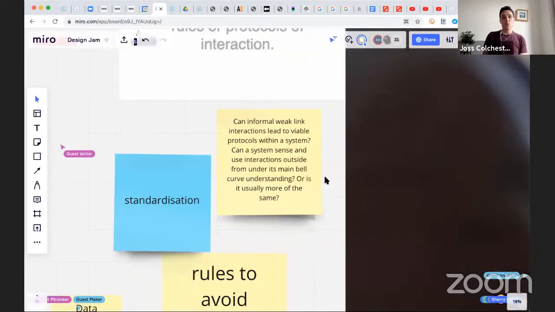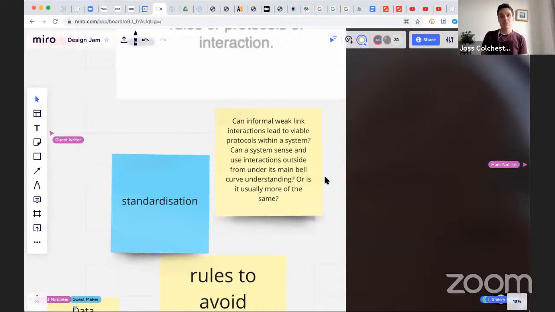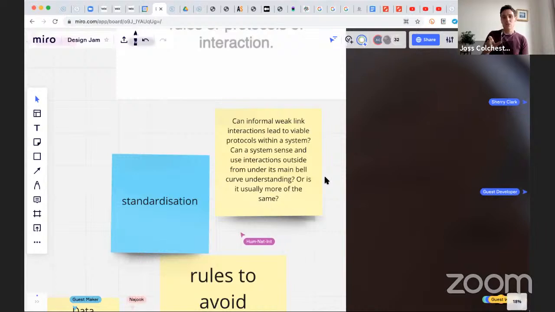Can informal weak links, link interactions lead to viable protocols within a system? I guess it's interesting to think about how if you change the protocol somewhere, what comes out of that? I think this is an emergent process. When you change the protocols, then you have to kind of run the system in some way to see what's actually going to come out of that.